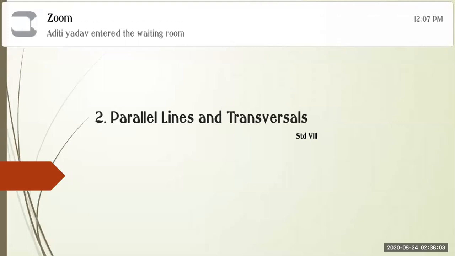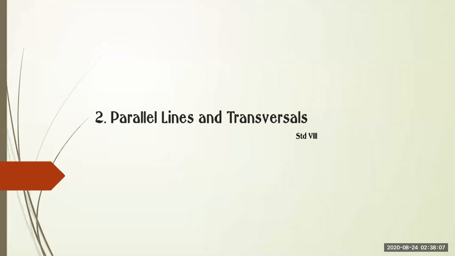Next we learned interior angle. Interior angle means it is inside the transversal line, not outside the transversal line. Next we learned exterior angle. Exterior angle means angles which are on the exterior side of the transversal, on the outside of the transversal line. That is called an exterior angle.